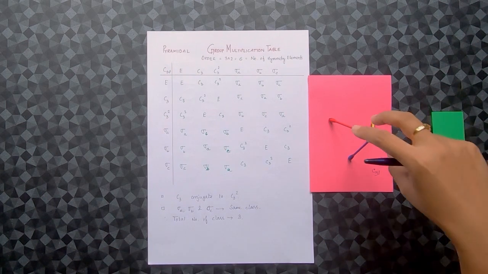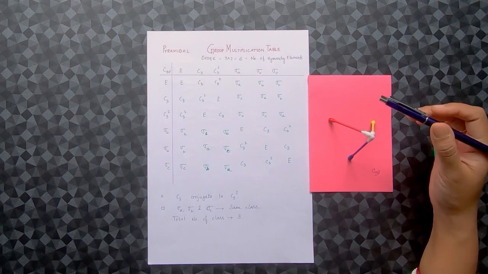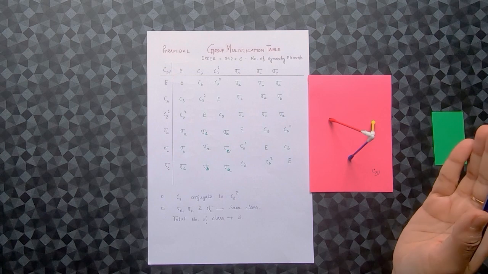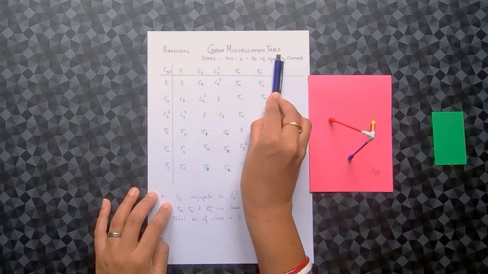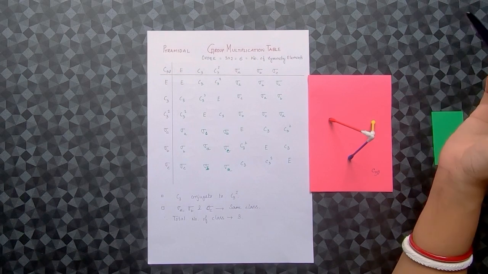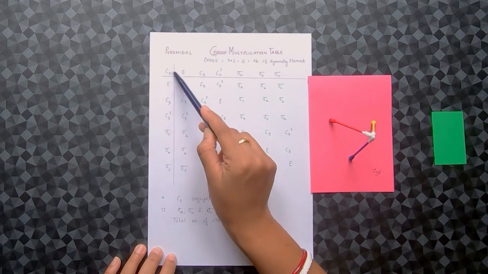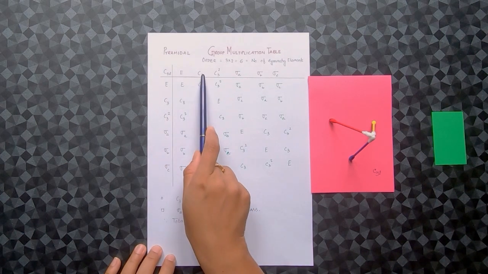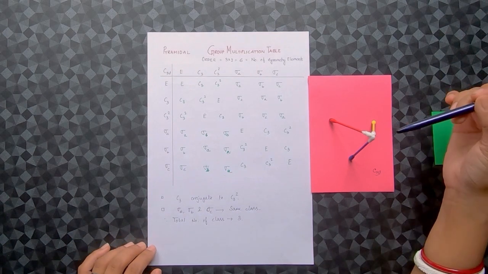With the same molecule, ammonia, whose point group we have determined to be C3V, we are going to discuss how the multiplication table is related, and how we can form a group multiplication table for an ammonia molecule. The point group is C3V. We have to write the name of the point group at the intersection point, then write the elements of symmetry.